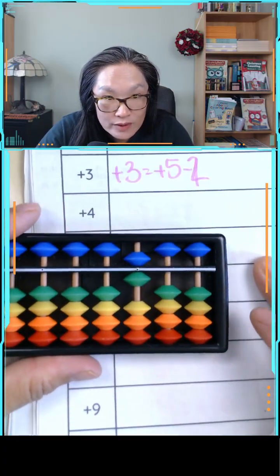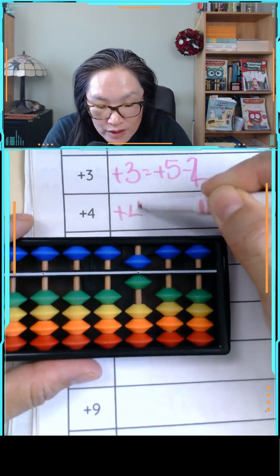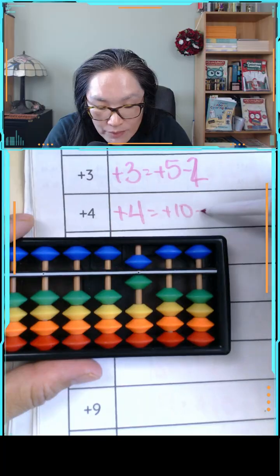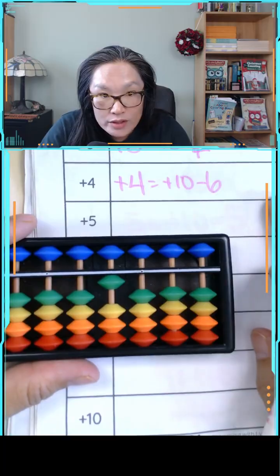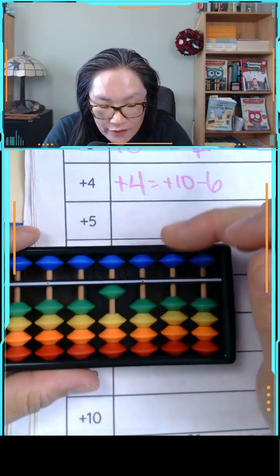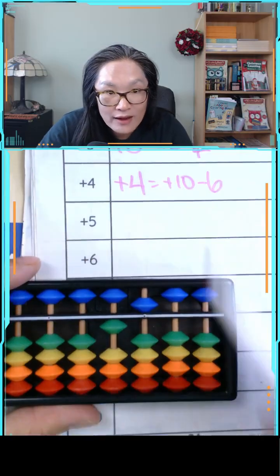My final answer is 6. And then we do our next one, right? Plus 4. What is plus 4? Plus 4 is equal to plus the 10 minus 6. So you plus the 10 minus the 6. And then we do this one, plus 5. Can you add the 5? Yes, add the 5. And then we have 6.